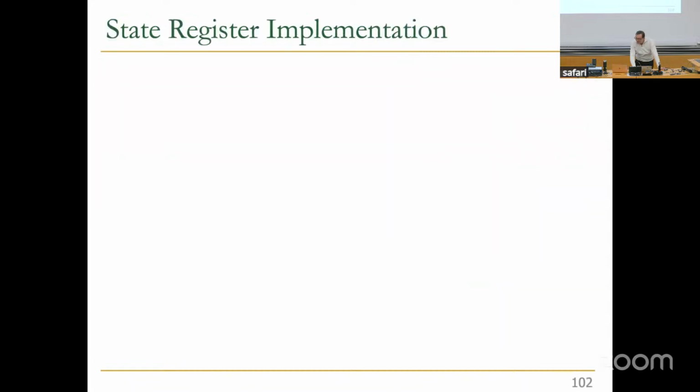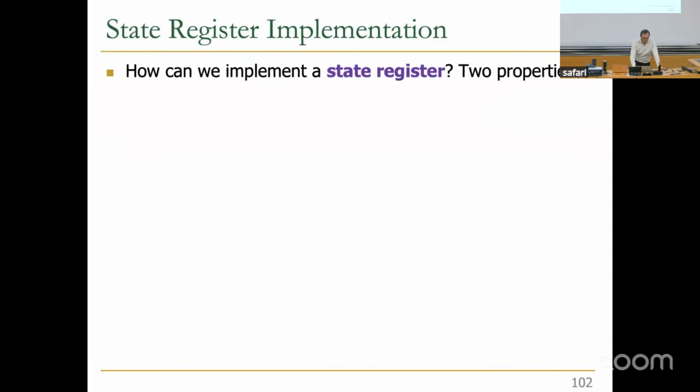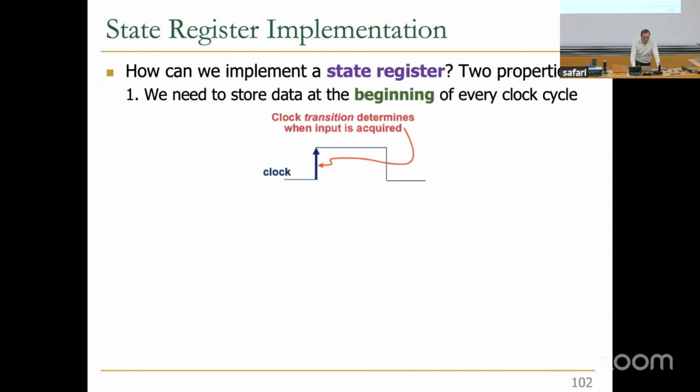Okay, now let's take a look at the sequential circuit. How do we implement the state register? Basically, we want two properties. We need to store data at the beginning of every clock cycle. Clock transition determines when input is acquired. Even if we're staying at the same state, we want to obey this, right? Because that's what synchronous means.